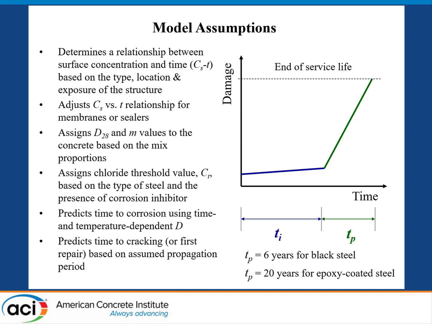The model determines a relationship between the surface concentration and time based on the type, location, and exposure of a structure. This is adjusted for membranes and sealers. The early age diffusion coefficient and the decay coefficient are based on mix proportions. The chloride threshold, CT, is based on the type of the steel and the presence of corrosion inhibitor. The model predicts time to corrosion using time and temperature dependent D, and predicts time to cracking or first repair based on an assumed propagation period. So I think many people are familiar with this model. It's been around for 20 years or so.